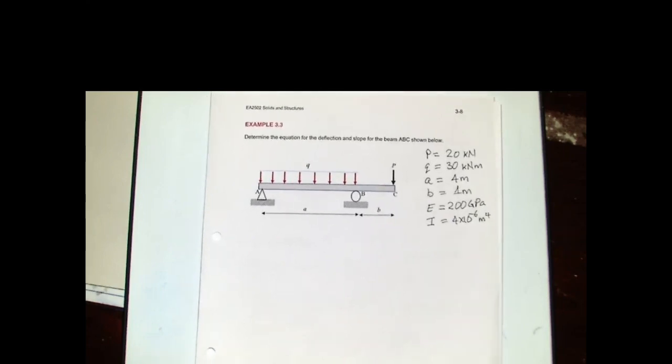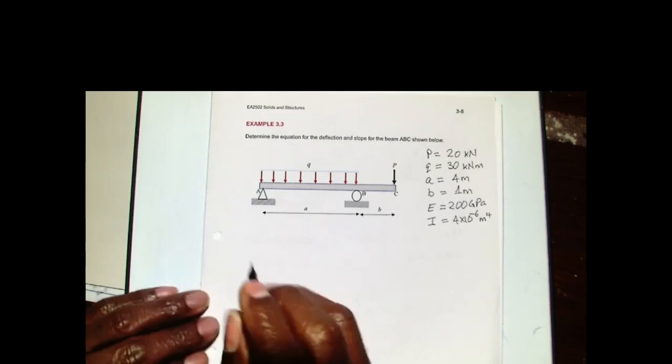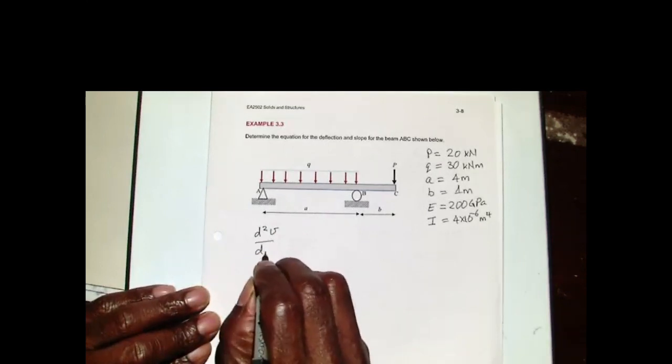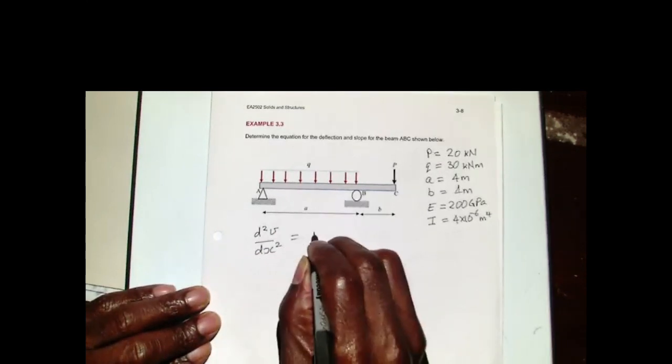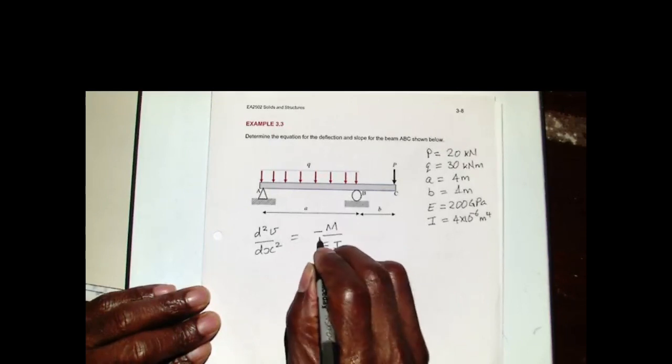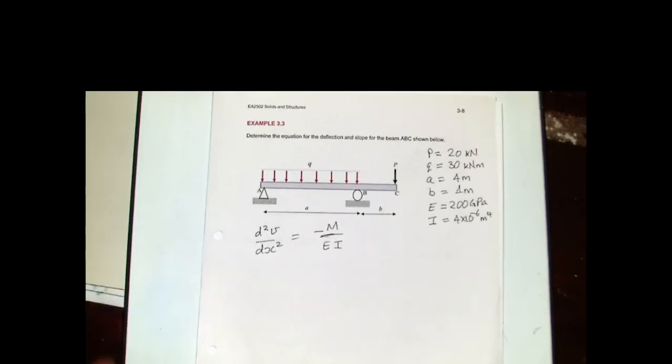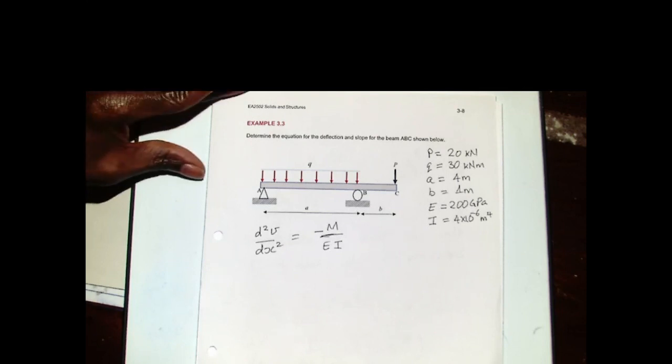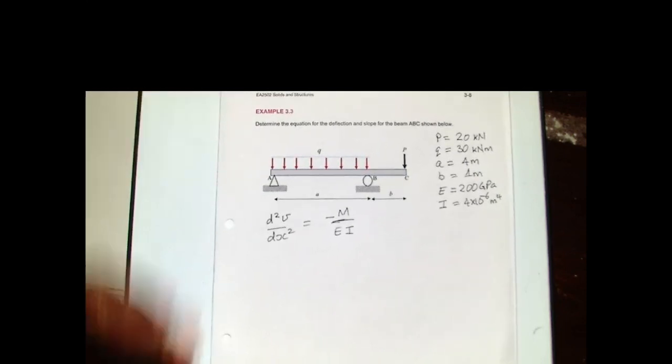But we will go through the solution without numbers, and then we'll put the numbers in right at the end. So I know that the deflection I want is d²v/dx² equals minus M all over EI. So that's my starting point. But I cannot use that unless I know what the bending moment is along the length of the beam. So we want to find what the bending moment is.